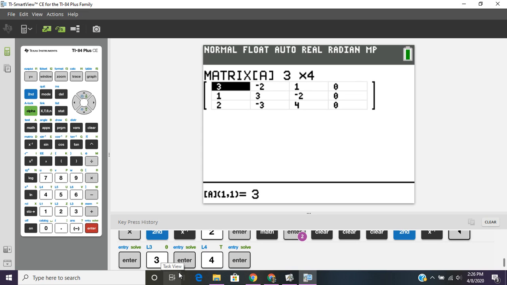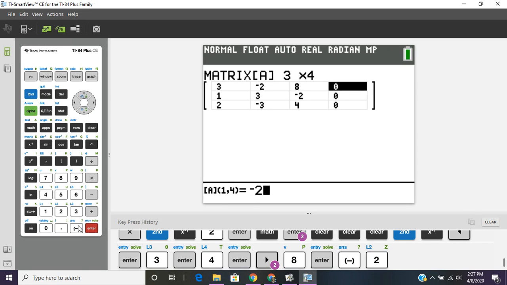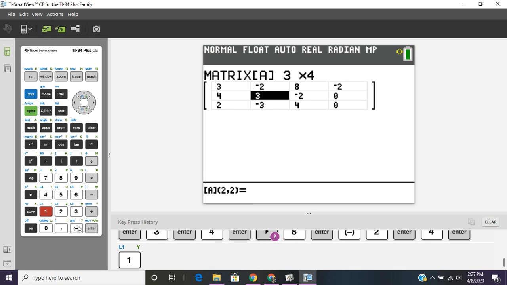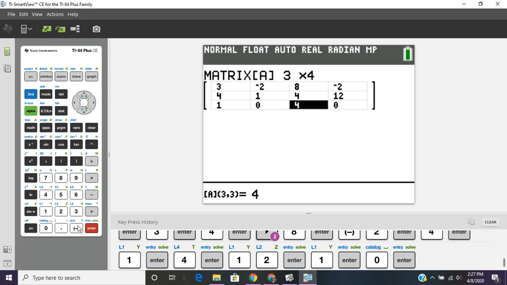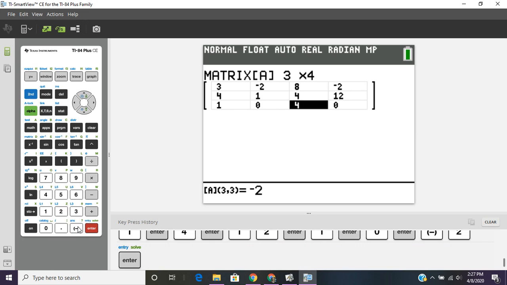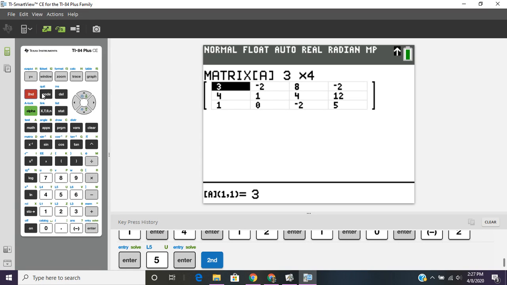That's just kind of what it is. So I've got 3, -2, 8, -2. And I've got 4, 1, 4, 12, 1, 0, -2, and 5. All right, I've got this whole matrix typed in. Once again, you have to quit out of this screen, otherwise it doesn't work right.